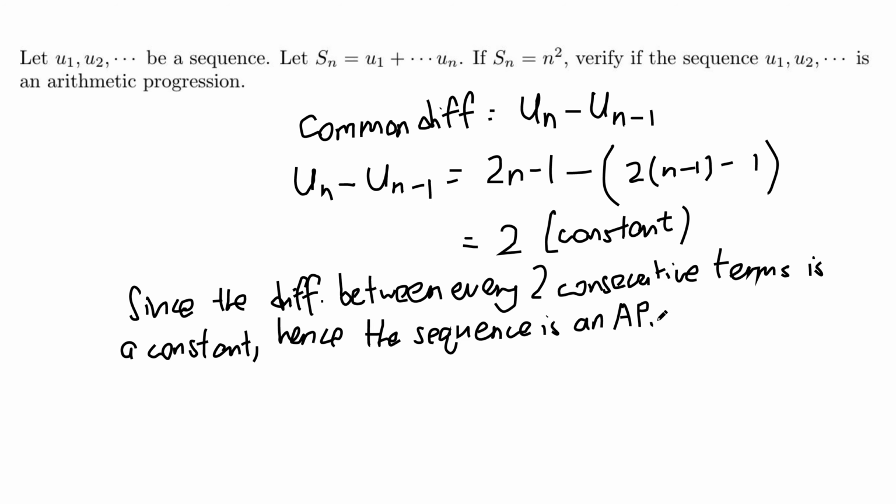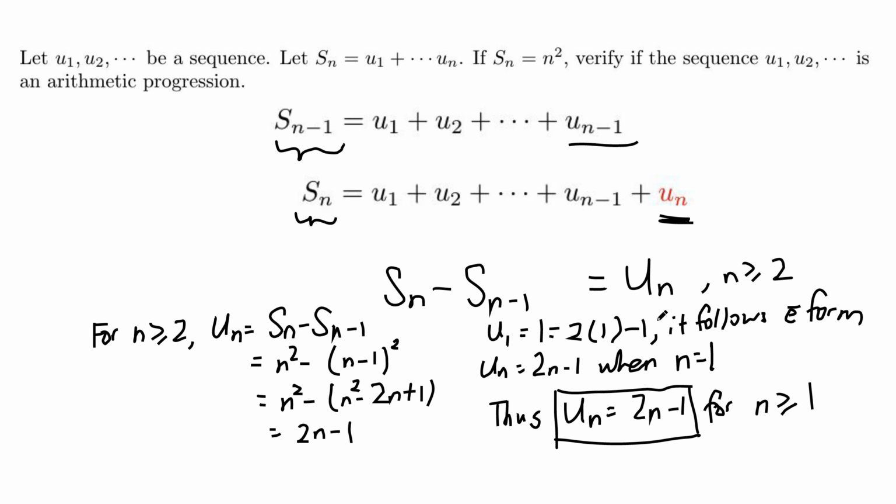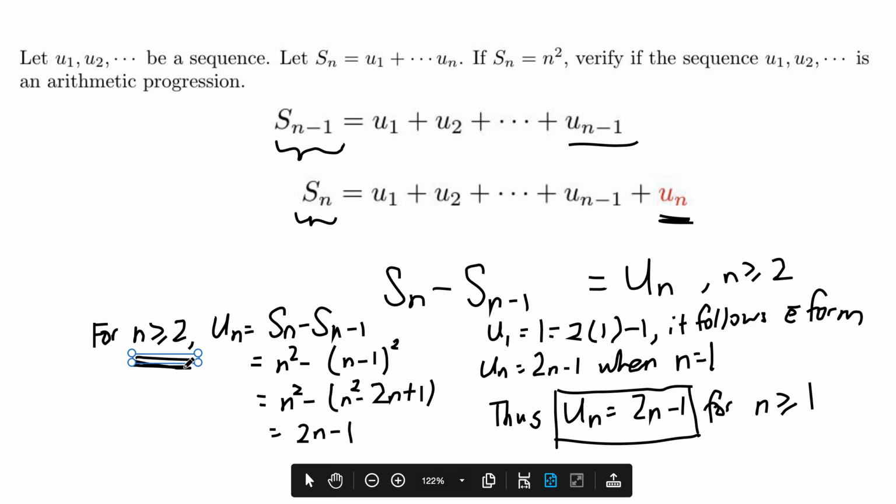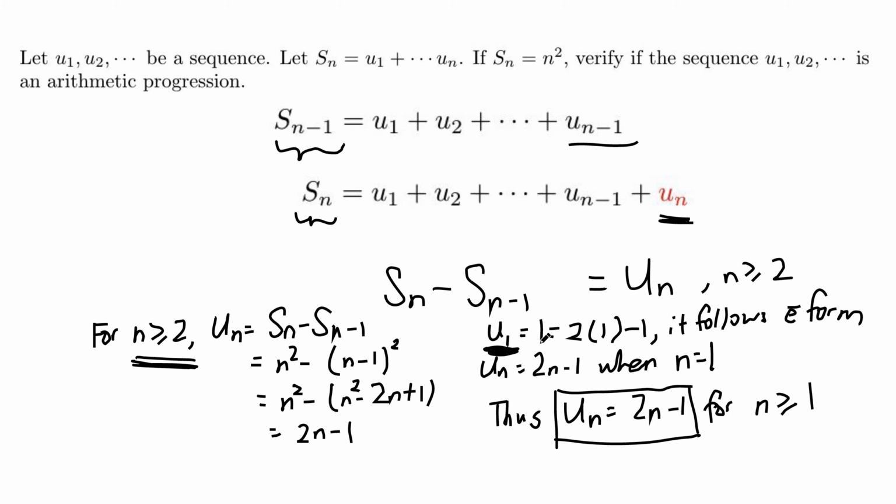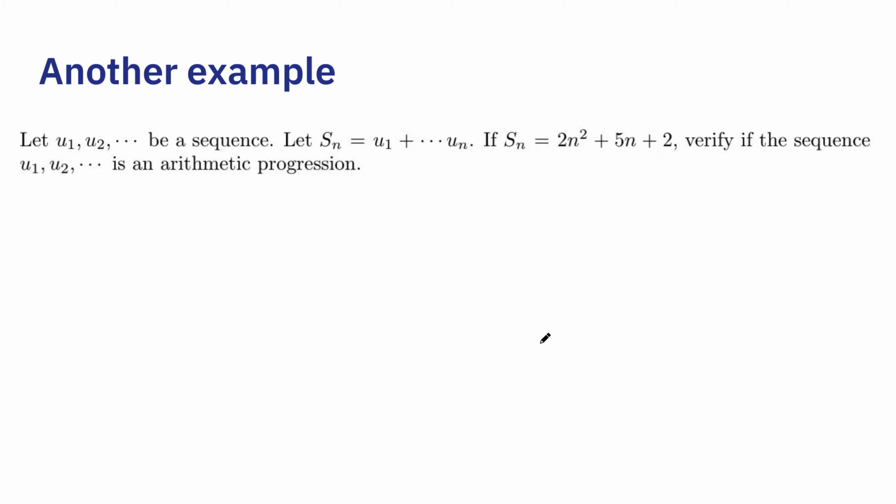Okay, so this is roughly how we show a sequence is an arithmetic progression. Remember, we first check n greater than or equal to 2. Then we have to make sure that n equals 1 works as well. Let me give you an example of why it's very important to check n equals 1 sometimes.